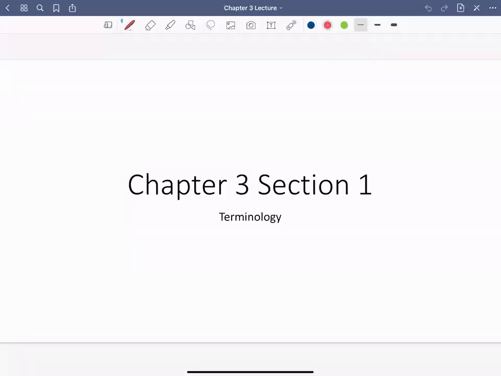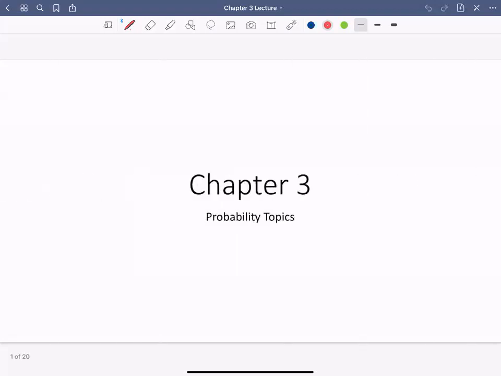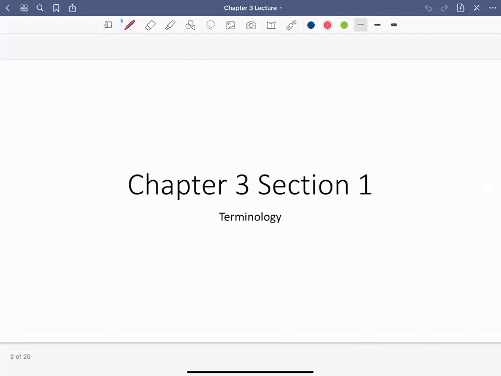All right, so this is now the beginning of chapter 3. And in chapter 3, there's really 5 sections, but we're only going to cover about 3.5. We're going to cut out the last one and then half of the second to last one. But the first one is a lot of terminology. In fact, you can see chapter 3 is probability topics. And section 1 is all about terminology, so just getting you comfortable with the probability of things.